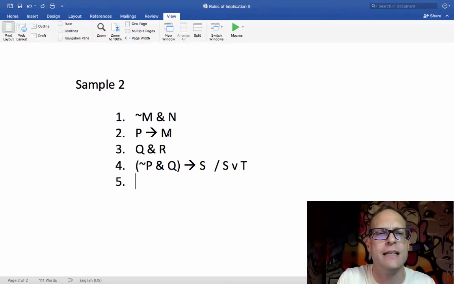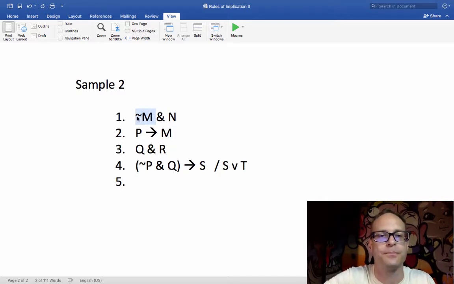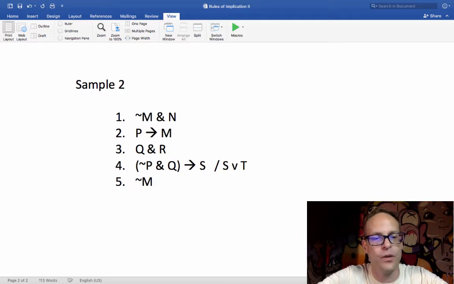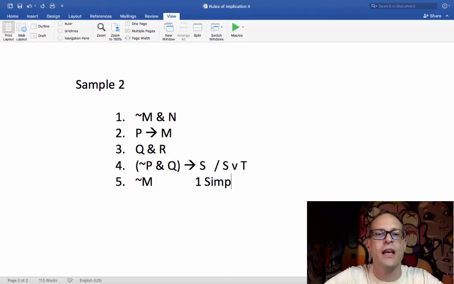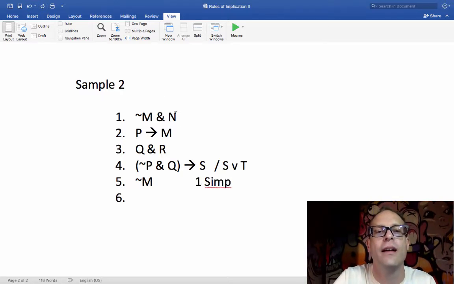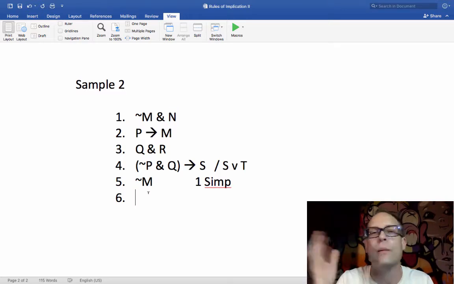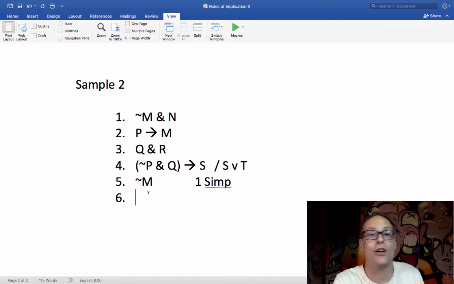I'm going to go ahead and I'm going to break up line 1. Now, I'm going to only bring down the not M from line 1. I'm going to do it by virtue of simplification. One simplification. If you're working this proof, and you want to bring down the n because you're not sure whether you're going to need it or not, you can go ahead and put it down on line 6. It's not going to hurt a thing.